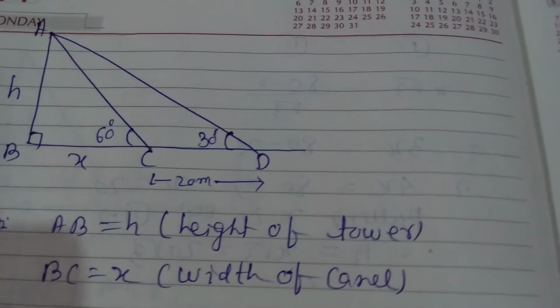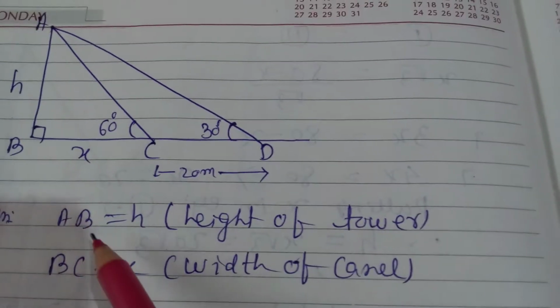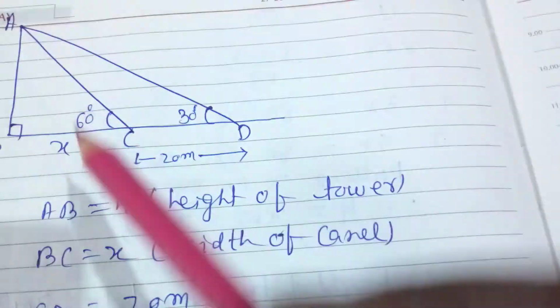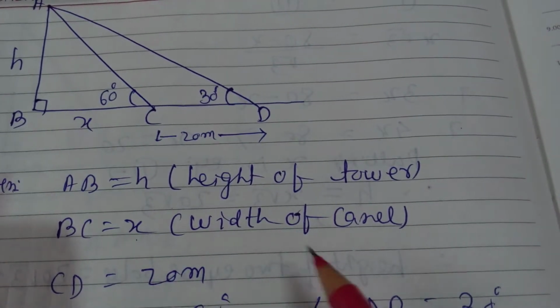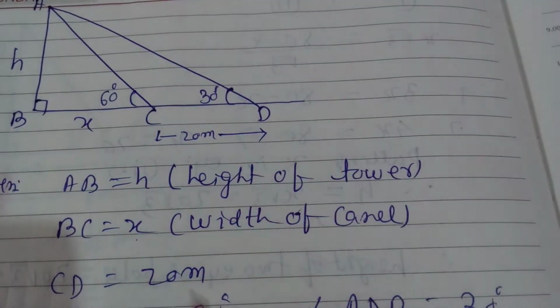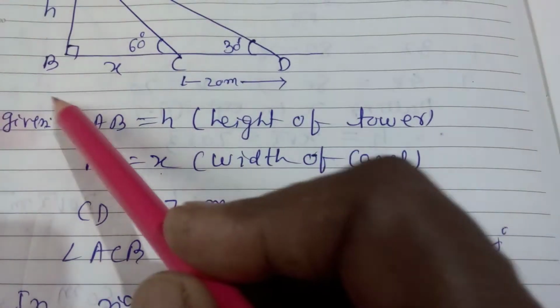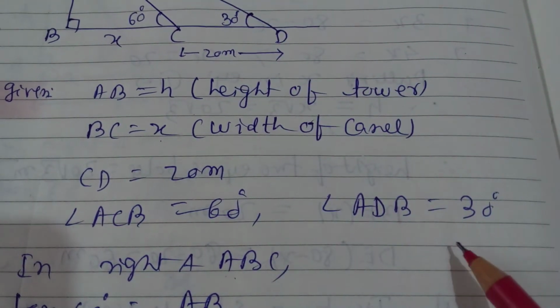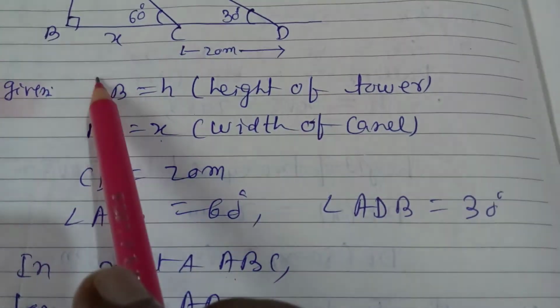Now you look properly at the figure. AB equal to H, that is the height of the tower, and BC equal to X, it is the width of the canal. Now CD equal to 20 meter, it is given, and angle ACB equal to 60 degrees and angle ADB equal to 30 degrees. These are given. You have to determine the value of H and X.